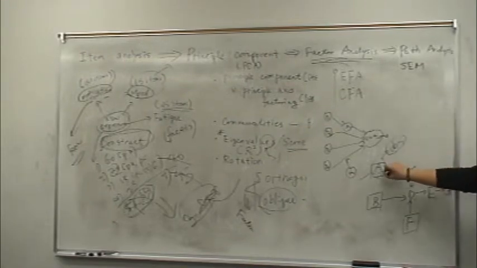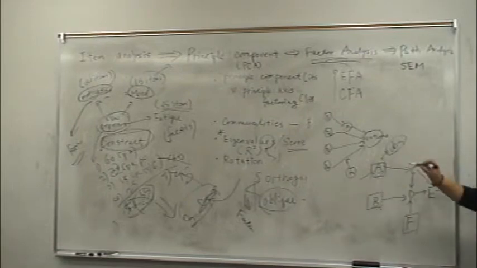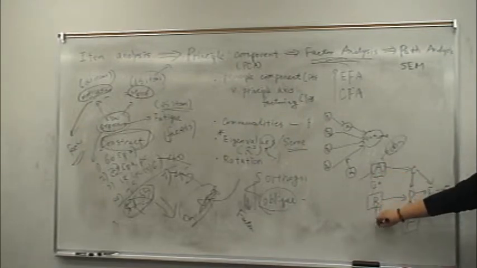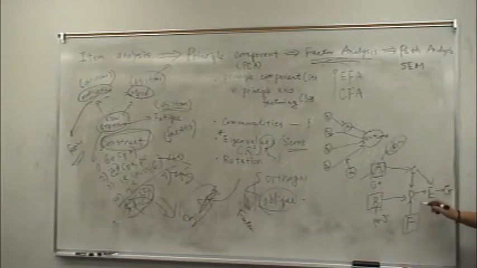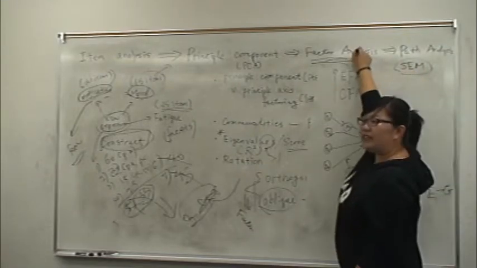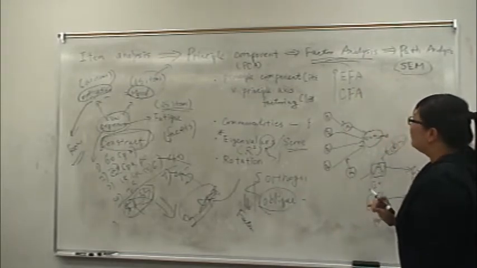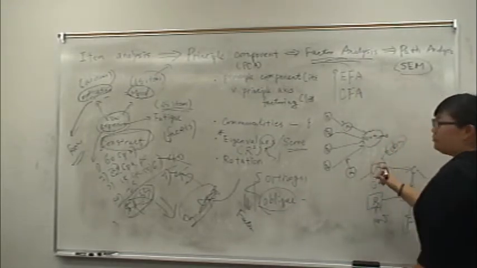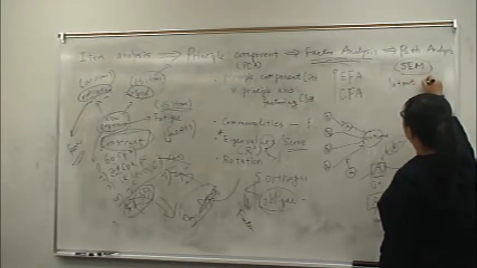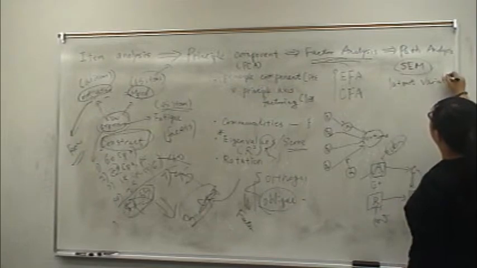In path analysis, all these variables are observed, which means you can measure them directly. For example, A could be gender, and then B could be age, C, D, E, F. So it's like multiple regression. You can measure them directly, but you just have a more complicated path, a more complicated relationship. But SEM is linked with factor analysis. So we don't use observed variables. We use what we call latent variables, which means these variables cannot be measured directly.